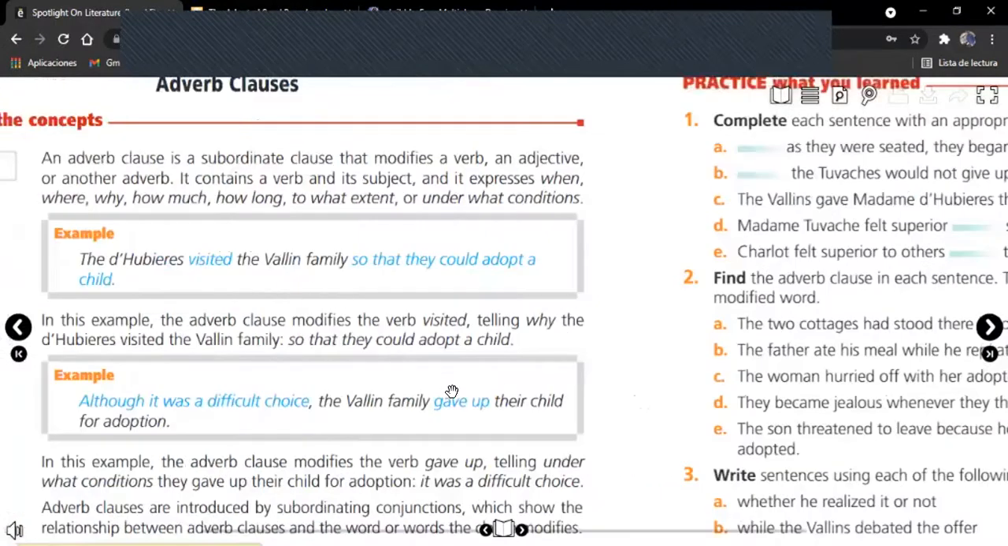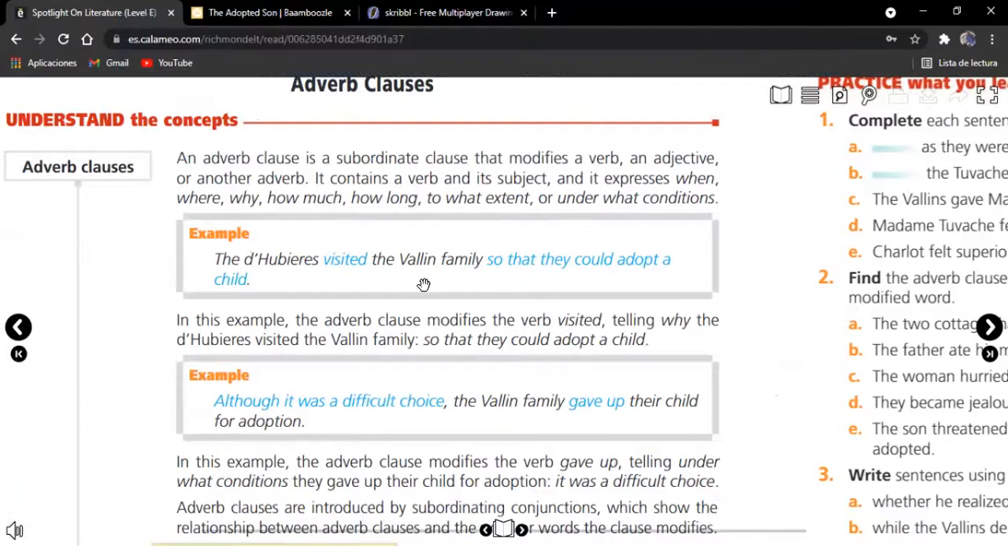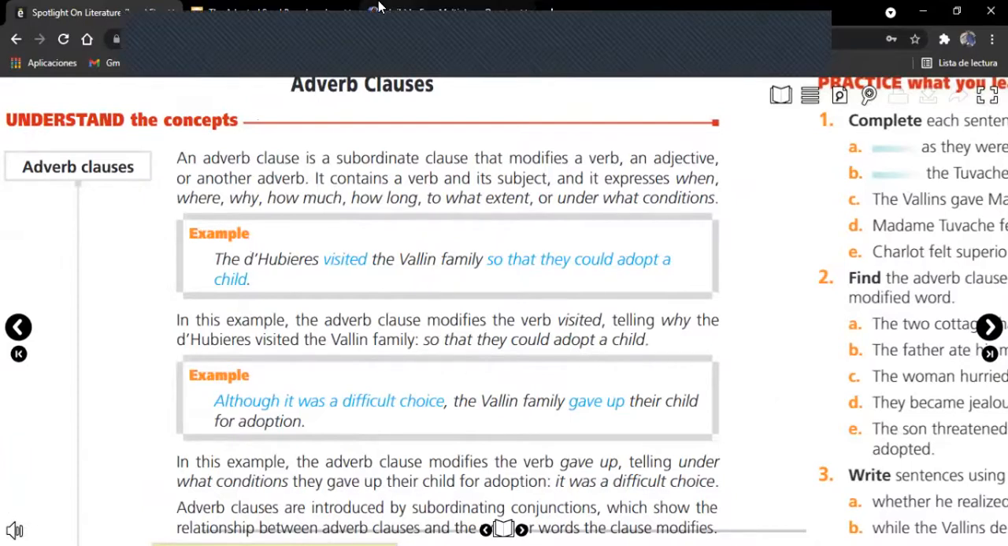And so this is what we're going to do. First, we're going to read the concepts. We'll try to understand the concepts in the section. And then we're going to play the review game that is about The Adopted Son. And then we're going to continue with this topic and a little practice. Let me see.